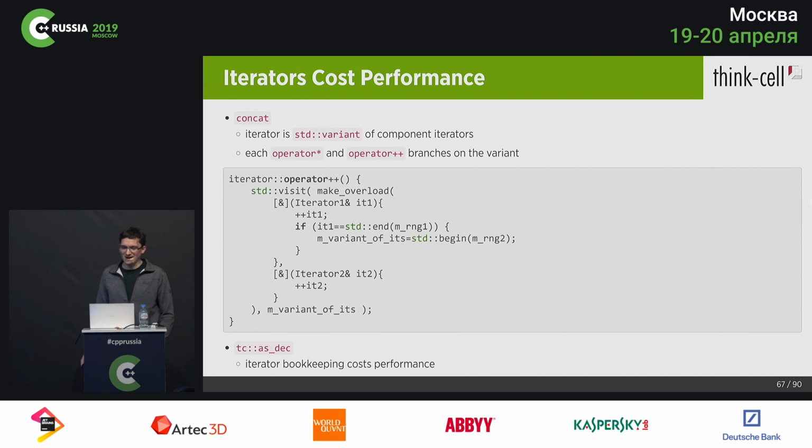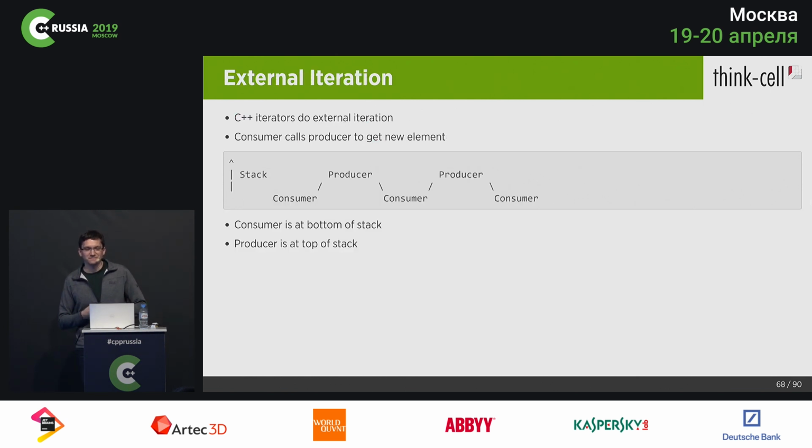Also with a stack, we can have some iterator bookkeeping, but maybe that's not that important here. The reason why it is like that is that C++ iterators do external iteration. That means you have a consumer, and every time the consumer needs a new element from the producer, it will simply call the producer and say, give me the next element. It's the simplified model here. And that means that the consumer is always at the bottom of the stack and the producer is at the top of the stack.